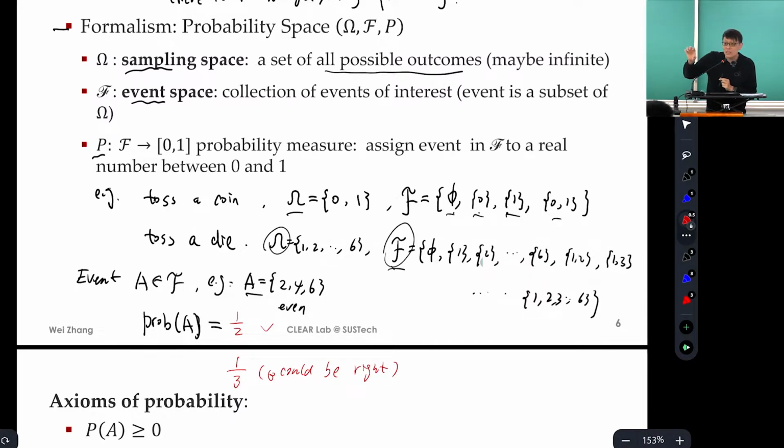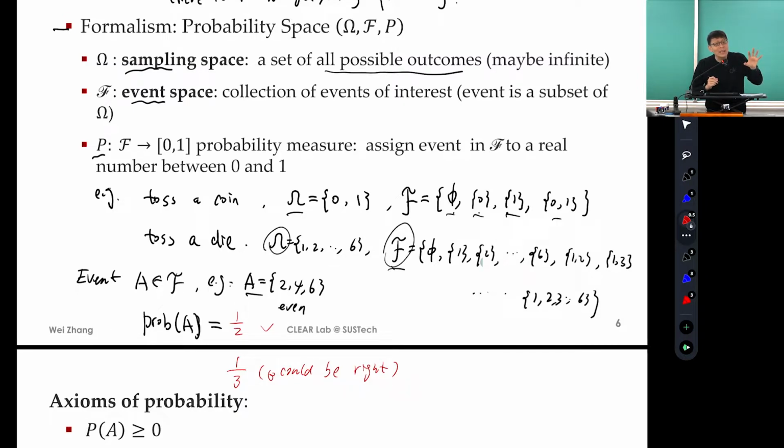It could be right because maybe I see the die has some geometry distribution so that it's more likely to show up the odd numbers than the even numbers. So my belief about even numbers will decrease. You never know what I know, right? So I think it's a third. You cannot argue with me. It's my choice. If I know more, I definitely have a better choice.